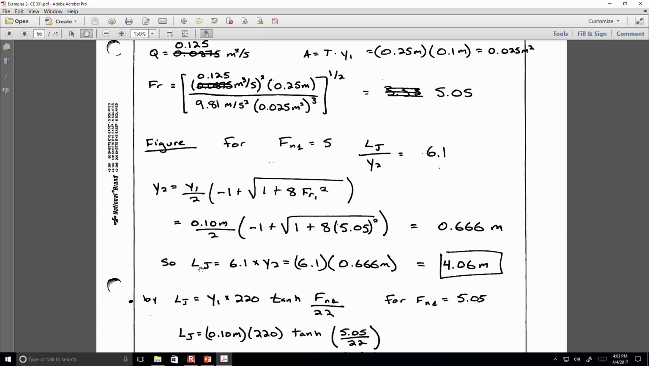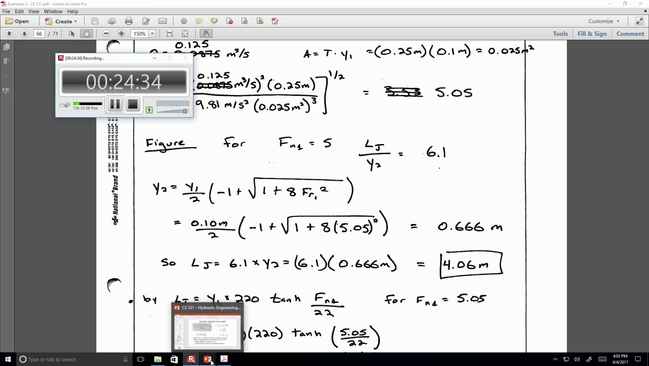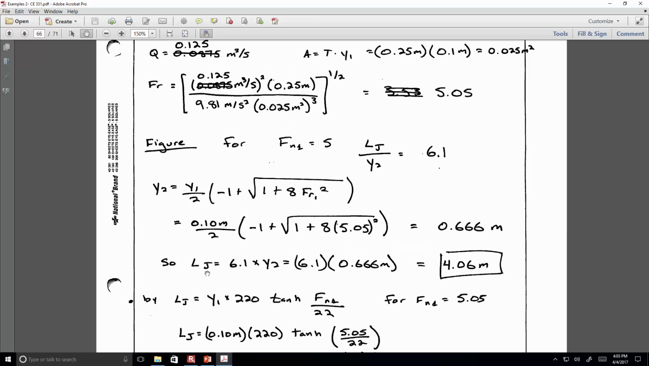And then the length of the jump, if we go back to the figure, so for 5, let's see. Okay, so in this figure, our Froude number is 5. You go up along the vertical, intersect the curve, and so if we go over it, the ratio of the two is about 6.1. The ratio of the length of the jump to the depth. And so here, what we're doing is we're saying the length of the jump is 6.1 times the depth. So the overall length of the jump should be about 4.06 meters.